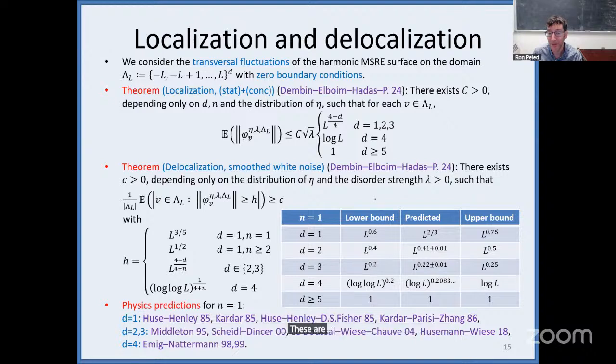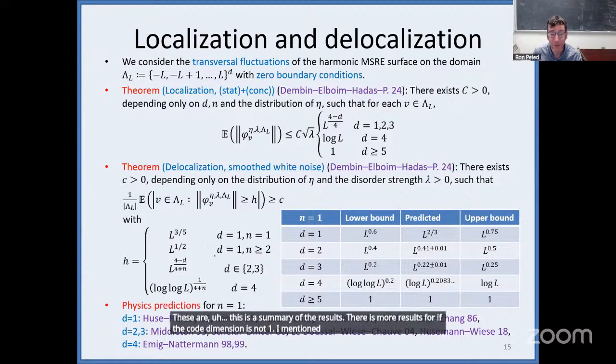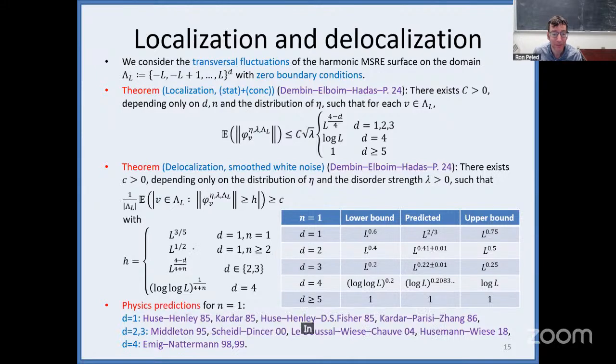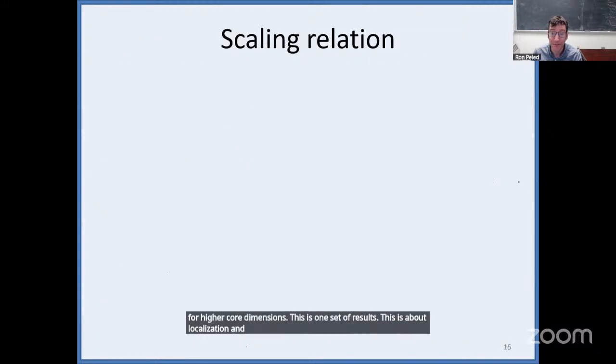This is a summary of the results. There are more results if the codimension is not 1. I mention just one result: for a minimal path, in any codimension, we can show it's at least diffusive, which was not known for the other models. We cannot at this point solve the superdiffusivity question for higher codimensions. This is one set of results. This is about localization and delocalization.